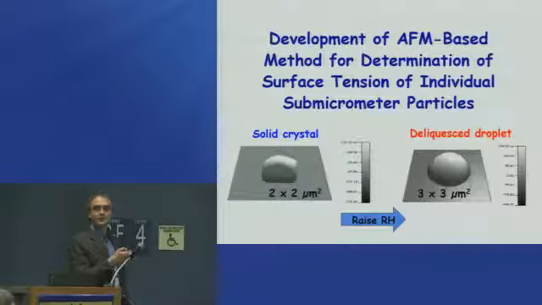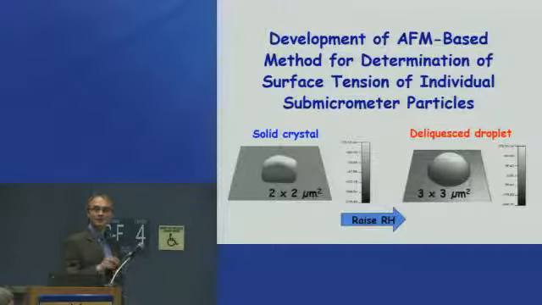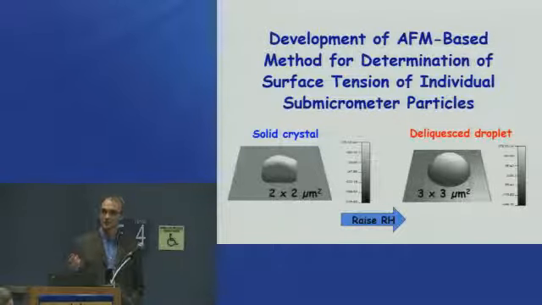The idea is to use atomic force microscopy as a means to determine surface tension of individual droplets. This surface tension is important, for example, in terms of determining the viscosity of different systems or how liquid-like the materials are.